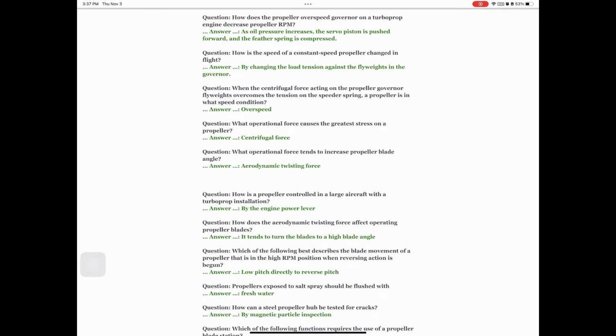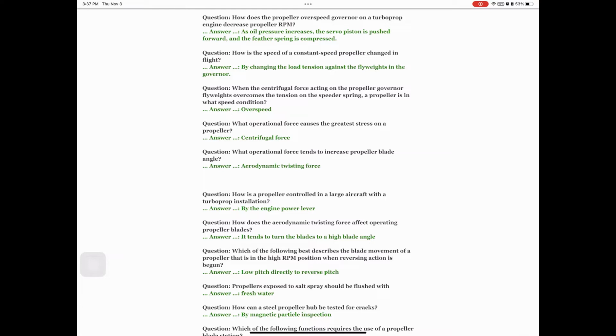Question: which of the following functions requires the use of a propeller blade station? Answer: measuring blade angle. Question: the propeller blade angle is defined as the acute angle between the airfoil section chord line, at the blade reference station, and which of the following? Answer: the plane of rotation.